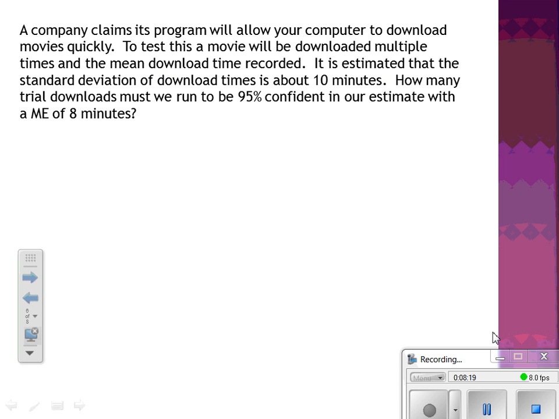We'll take another one. A company claims its program will allow your computer to download movies quickly. To test this, a movie will be downloaded multiple times, and the mean download time, that's a good word to know, mean. It is estimated the standard deviation of download times is about 10 minutes. So how many trial downloads must we run to get our 95% confidence interval within a margin of error of 8 minutes? So is it a mean or proportion problem? Well, the word mean is in there. It's right there in front of us.